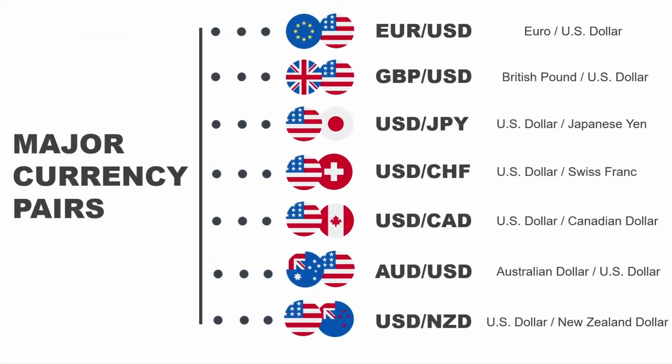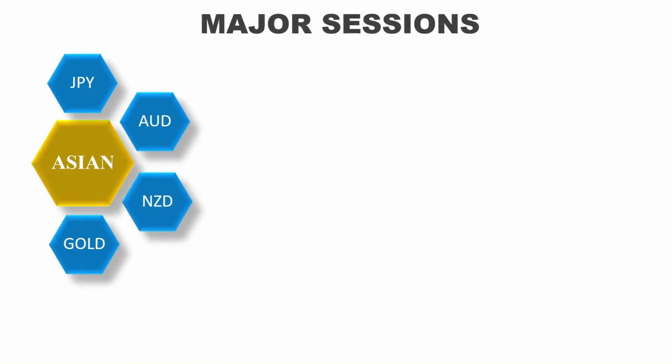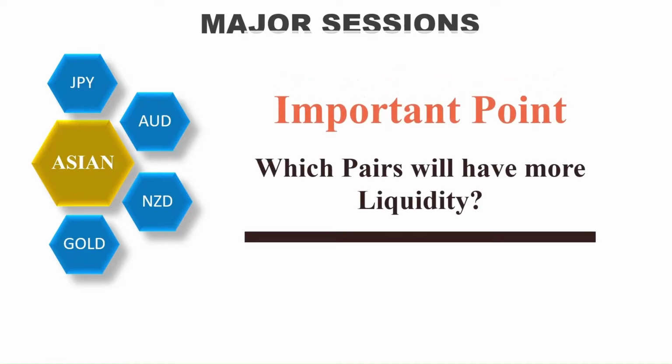more interest in trading these pairs. Also, we have 3 major sessions in the market. First one is Asian session. In the Asian session, what you are going to find is that we have Japanese yen that is open, we have the Australian dollar, the New Zealand dollar, and some movements in gold as well. This is important to understand which pairs will have more liquidity and are easier to trade in the sessions.